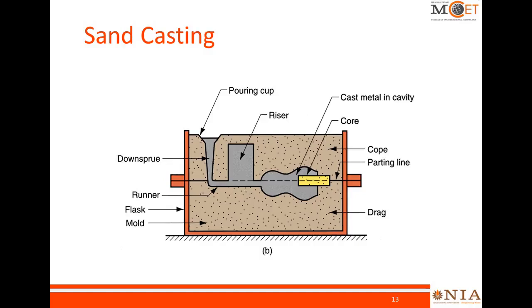Once you pour the molten metal through the pouring cup, it flows through the down sprue and through the runner into the mold cavity. Once it fills the mold cavity, it can fill only the available space, and some of the space is occupied by the core, so that will be left hollow. That is the purpose of a core. So this is the overview of the sand casting process. We will see it in detail in the next slides.